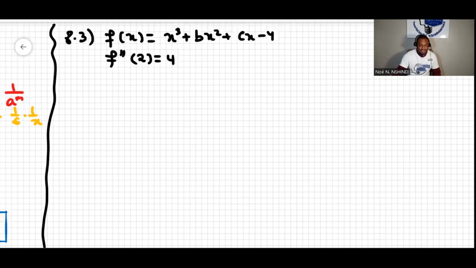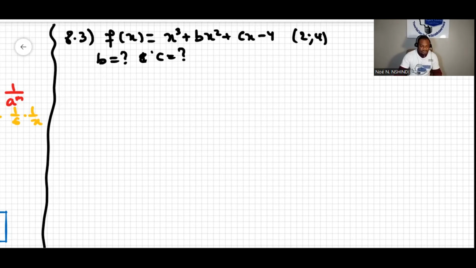Let me just write it like this, so we may not get confused here. We have another point here. 2, 4 is the point of inflection. Okay, we have the point 2, 4, the point of inflection, and then we're looking for the value of b and the value of c. How can we do that? As I was saying, the point of inflection is when the second derivative of the function is equal to 0.